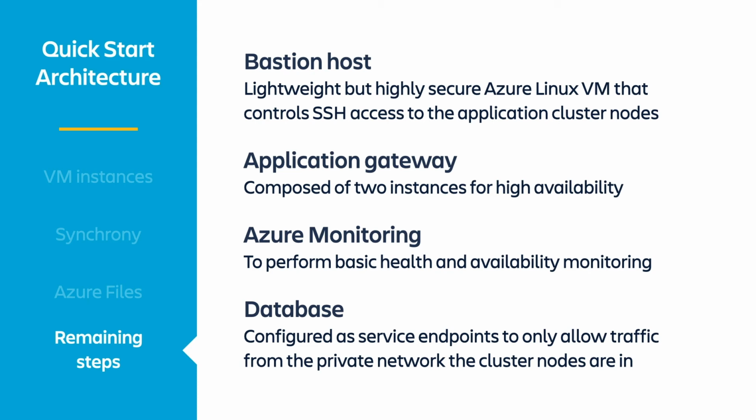A Bastion host, which is a lightweight but highly secure Azure Linux VM that controls SSH access to the application cluster nodes. An application gateway that, by default, is composed of two instances for high availability. It will act as an HTTP/HTTPS load balancer for your scale set of application nodes. The configuration of Azure monitoring to perform basic health and availability monitoring to cluster nodes and database. And finally, the database itself.